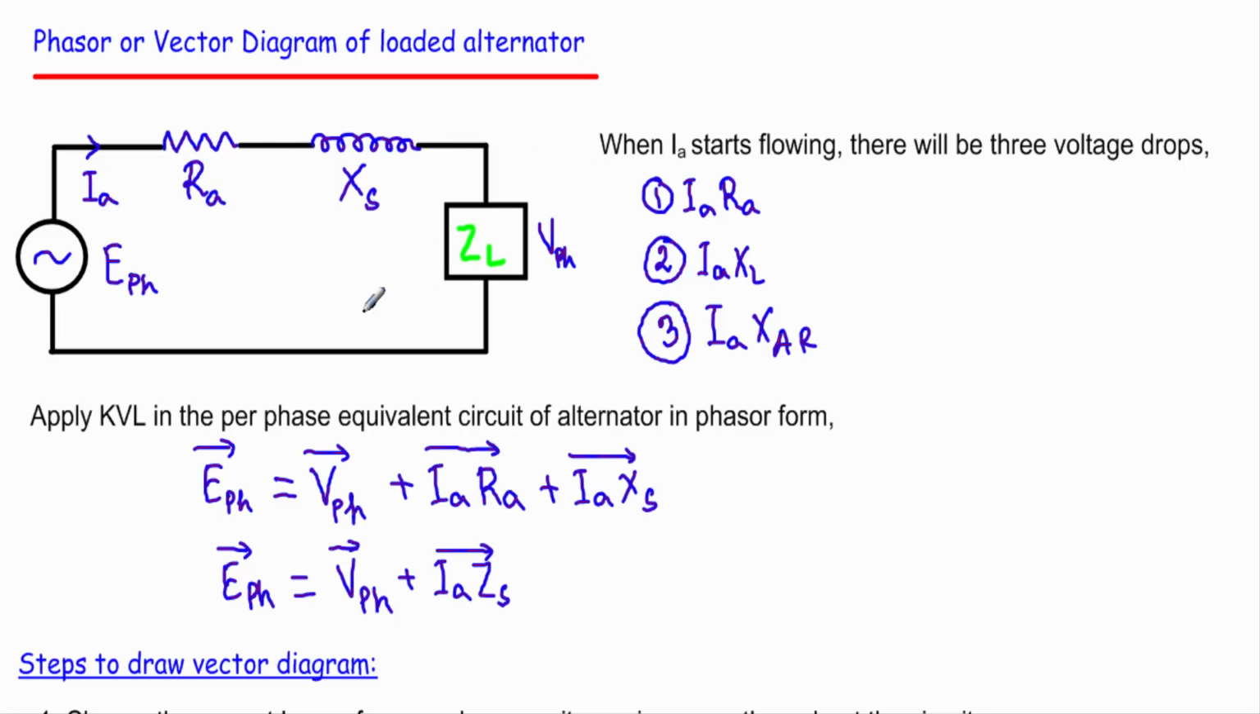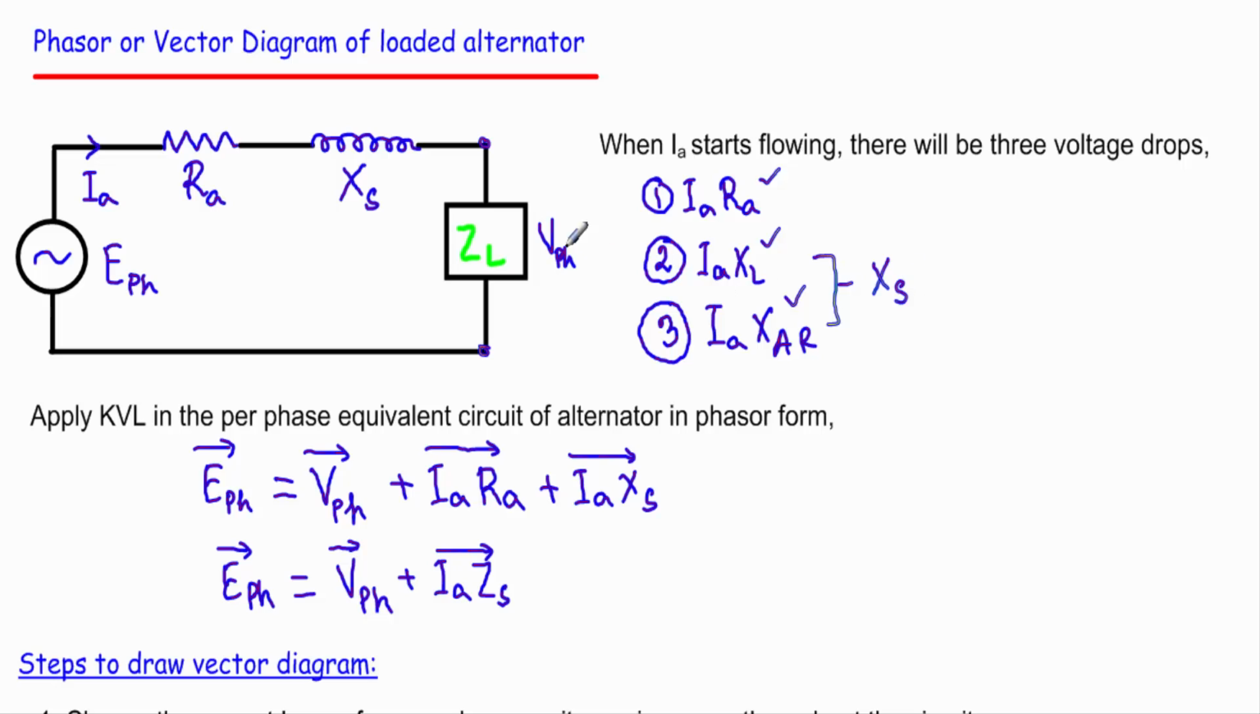This is the per phase equivalent circuit of an alternator. If we load the alternator with a load impedance ZL, we have three other parameters to be considered: armature resistance drop IARA, armature leakage reactance drop IAXL, and armature reaction drop IAXR. And you know that the leakage reactance and the reactance due to armature reaction are combined to get our synchronous reactance XS. So we will consider only two parameters: armature resistance drop and synchronous reactance drop.